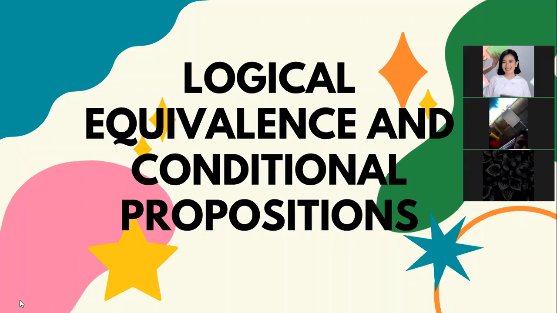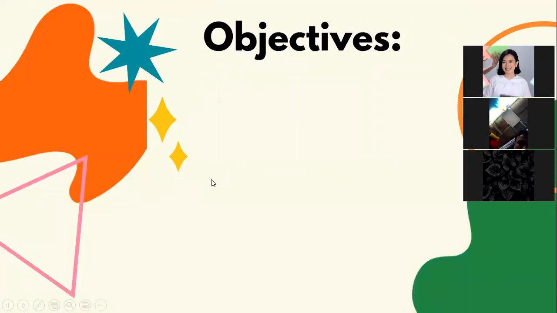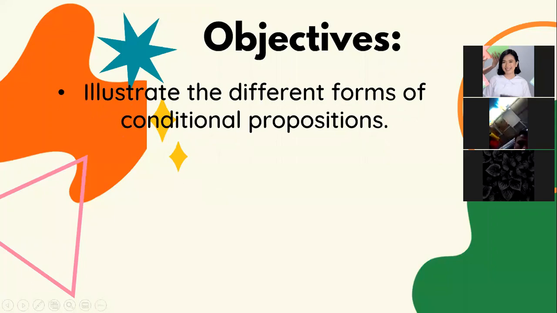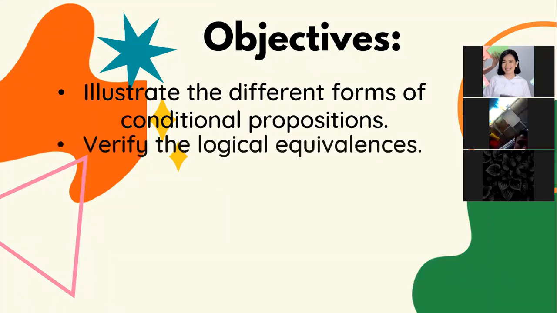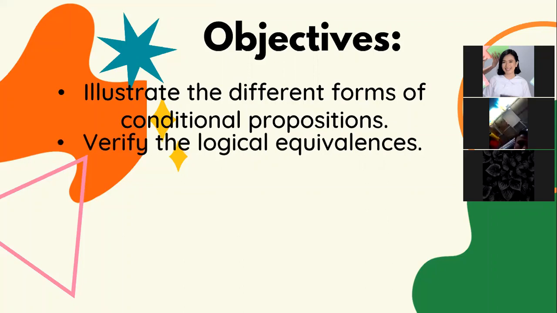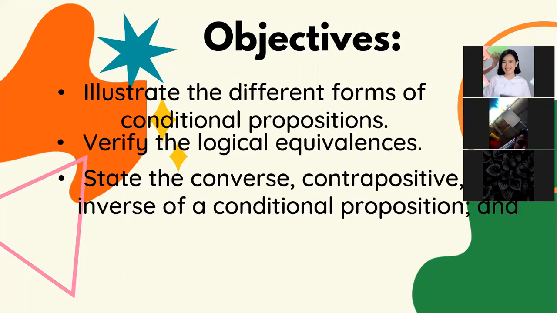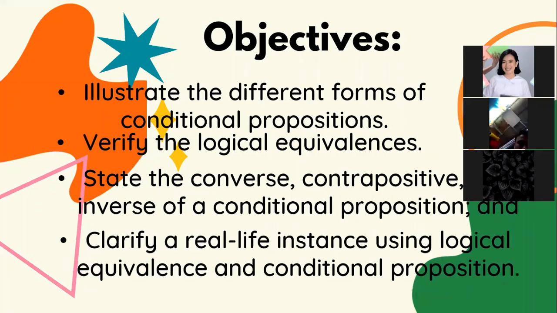Okay, with this module, module 17, I think, you are expected to achieve the following objectives: illustrate the different forms of conditional propositions, verify the logical equivalences, state the converse, contrapositive, and inverse of a conditional proposition, and lastly, clarify a real-life situation or instance using logical equivalence and conditional propositions.